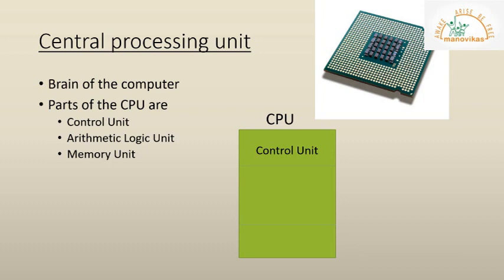The next one is ALU, that is the arithmetic logic unit. As the name suggests, it performs all the arithmetic and logical calculations, whether it is addition, subtraction, or finding less than or greater than data. It is done in the ALU. And the third one is MU, that is the memory unit. The memory unit is engaged in storing the data in the CPU. So basically MU is used to store data temporarily or permanently.